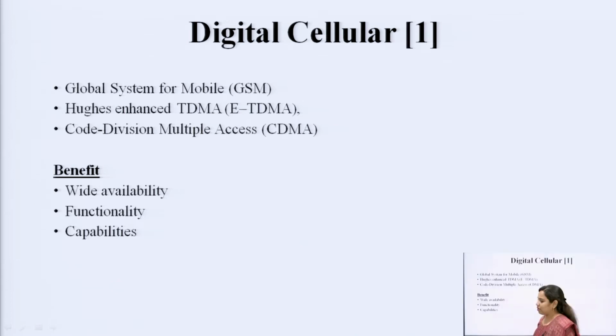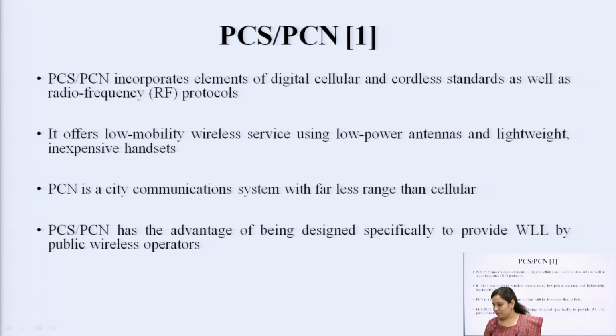Next one is digital cellular. Digital cellular is when the data is in digital form, you want the communication, the transmission of the signal in the form of digital. So, first one is GSM, that is Global System for Mobile, then this one is TDMA, then CDMA. CDMA is the code division multiple access. So, the benefit of using this digital cellular is wide availability, functionality, capability. So, this is the digital cellular system.